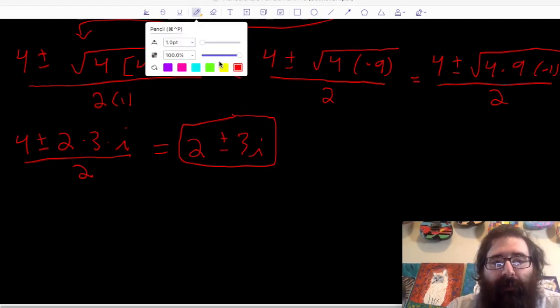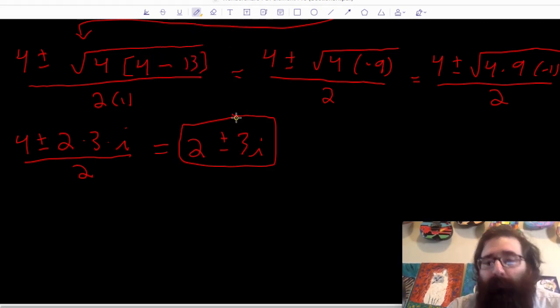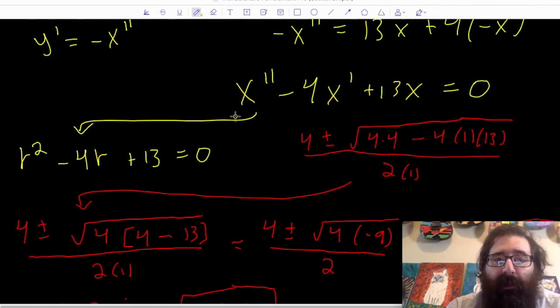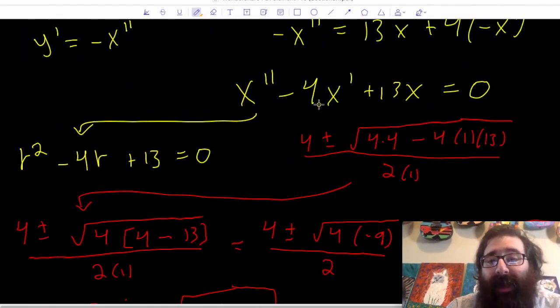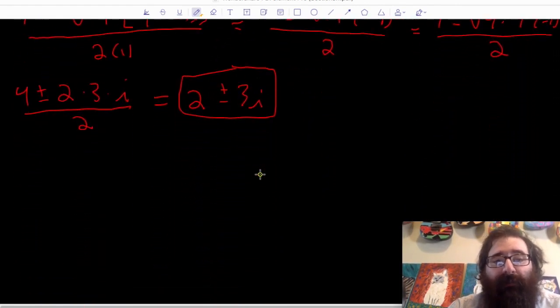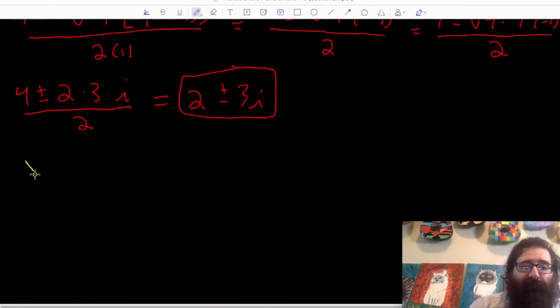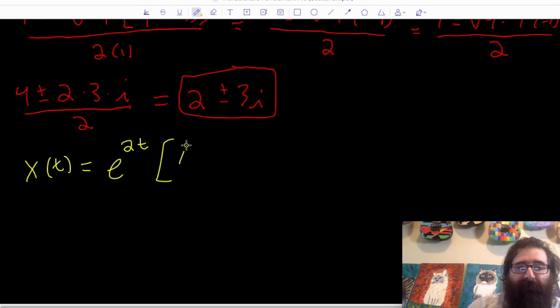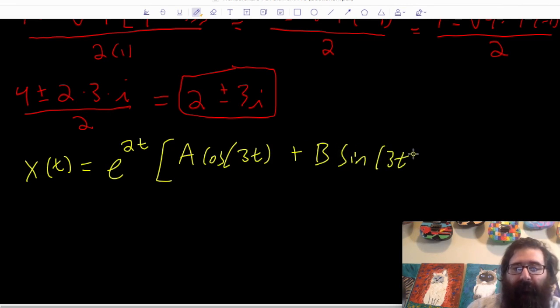And so now that I'm done working with the characteristic equation, I can return back to what I was doing. What was I doing? I was trying to get a solution here for x, a function of t. And my characteristic equation is going to tell me what that looks like. X, my function of t, is going to be e to the 2t times, in parentheses, a cosine of 3t plus b sine of 3t.